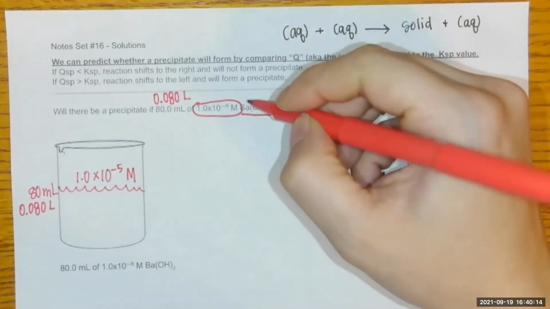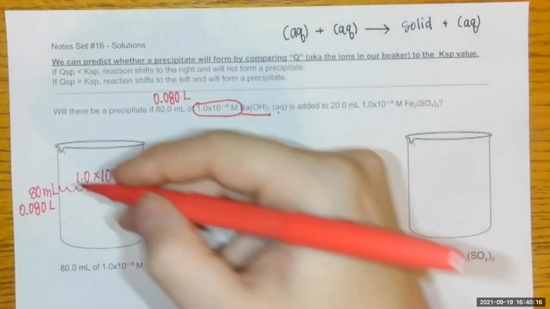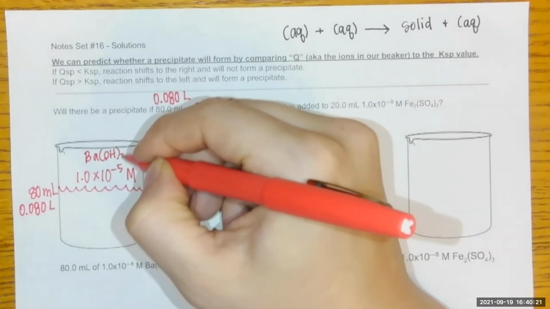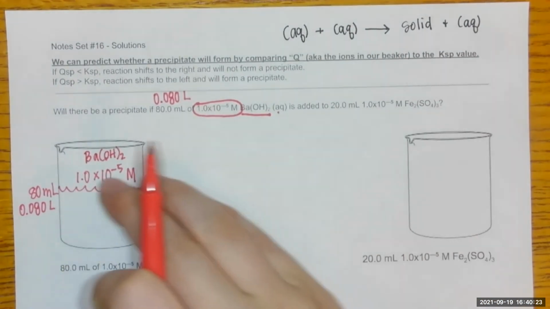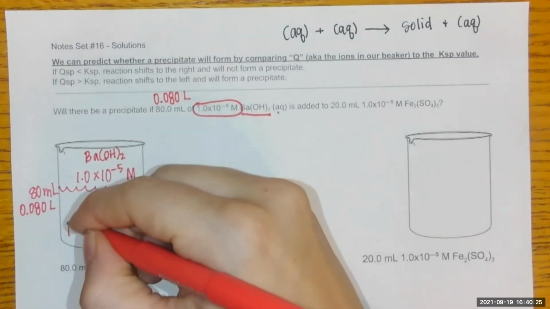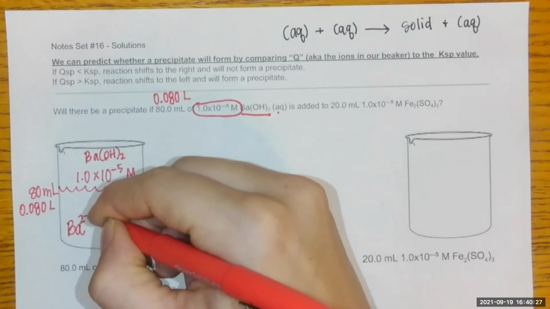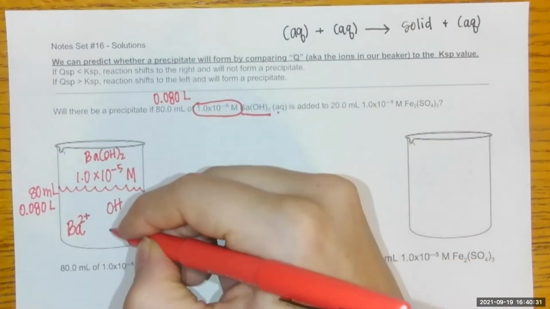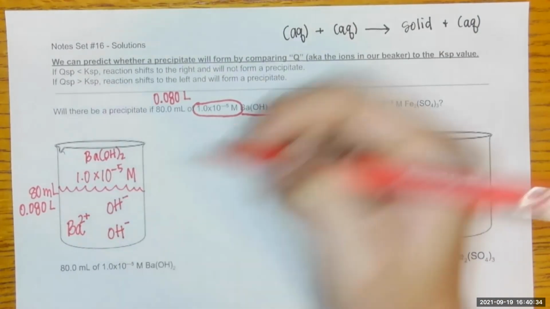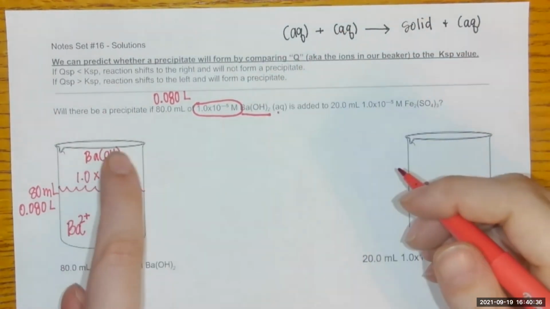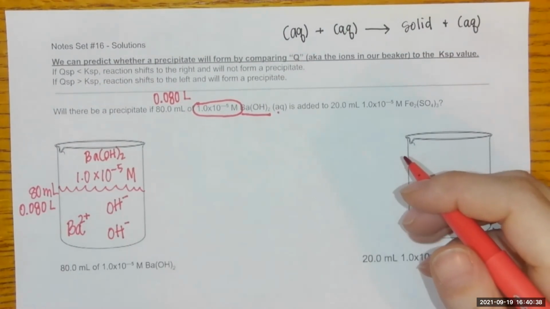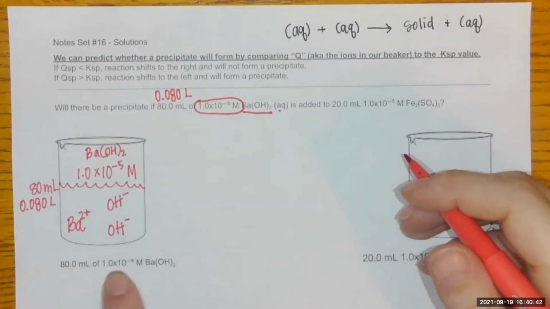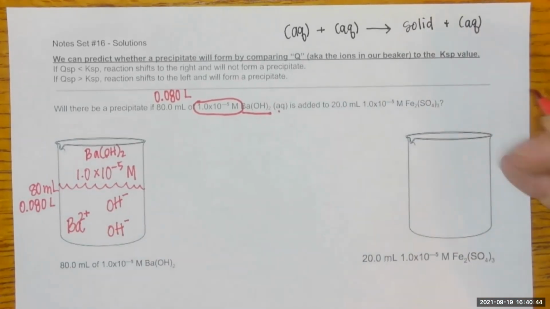When barium hydroxide breaks apart, here it is all together, BaOH2. But down here, I want to show how it separates. I'd have 1 barium and 2 hydroxides, because it's barium hydroxide with the little 2. So here we go, 80 milliliters of that. That's what I have drawn.